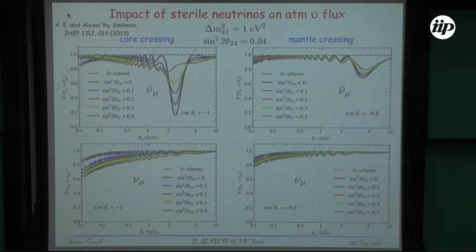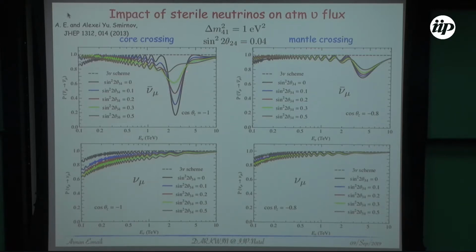So let's look at the oscillation probabilities. Here is, for example, the oscillation probability of nu mu to nu mu, or nu mu bar to nu mu bar. The dashed line is the standard prediction, the standard 3-neutrino scenario, which, as I told you, above 100 GeV has no oscillation. So it means that the oscillation probability is 1.